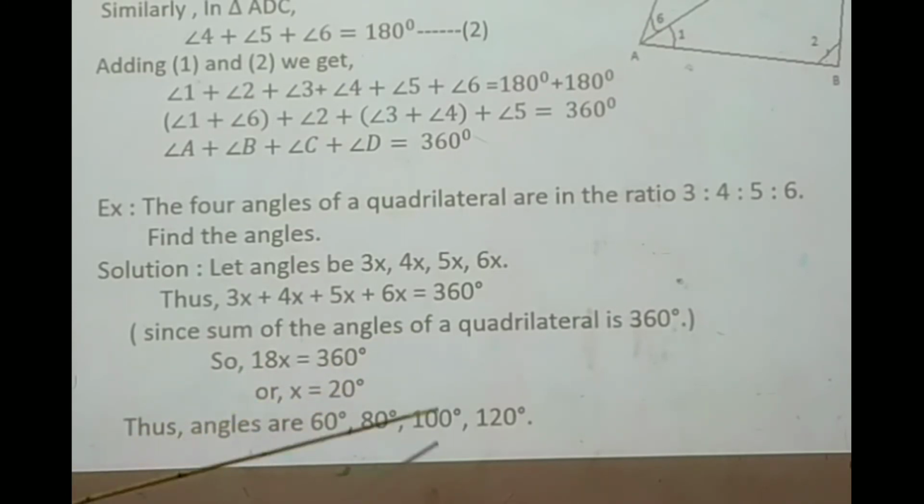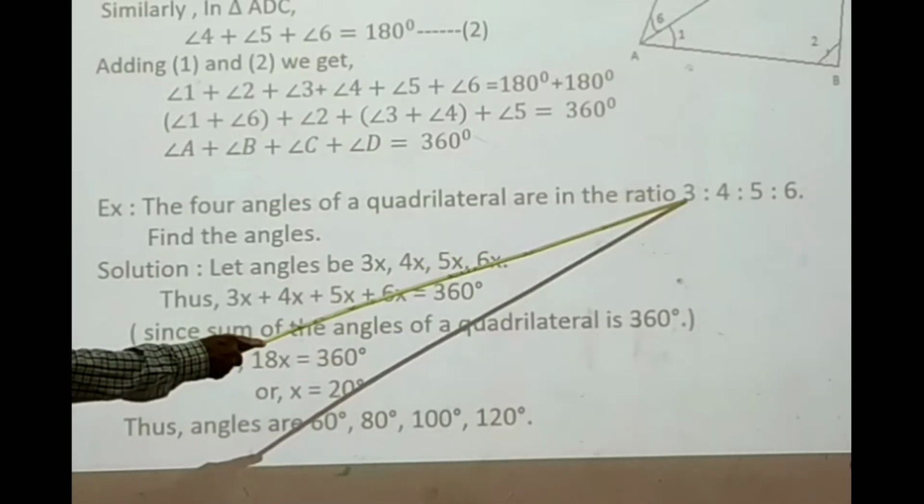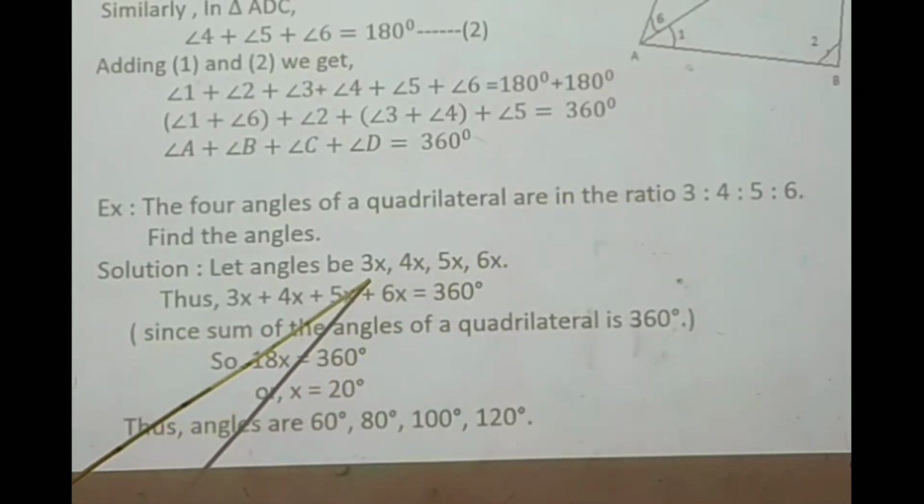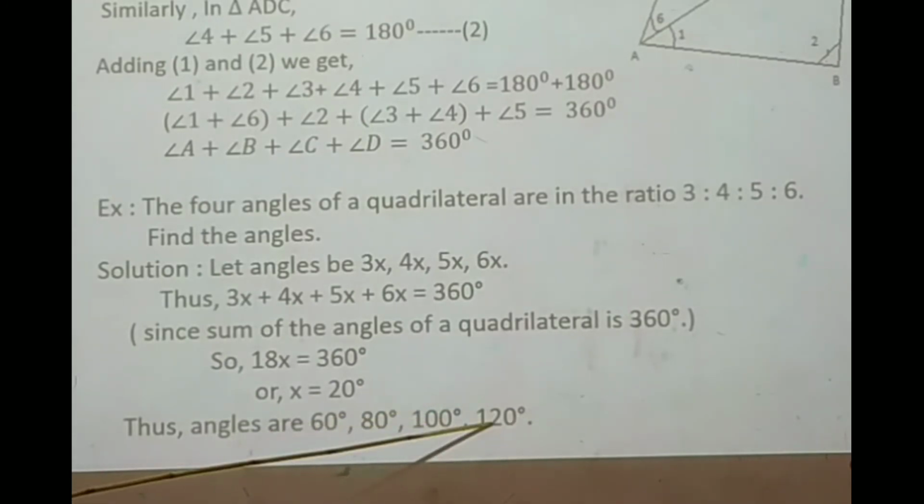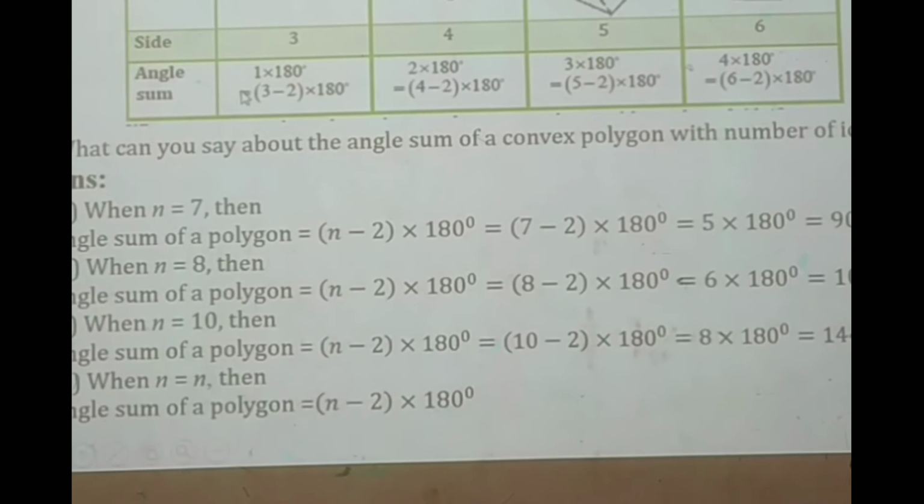Hence each angle will be 3 multiplied by 20. 3x means 3 multiplied by 20: 60 degrees, 80 degrees, 100 degrees, 120. If we add them, we will get 360 degrees. Hence the angles are 60 degrees, 80 degrees, 100 degrees and 120 degrees.